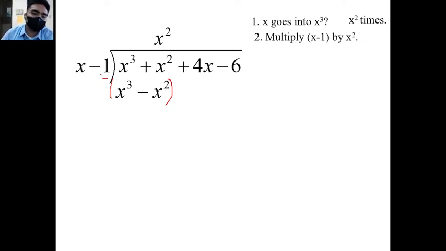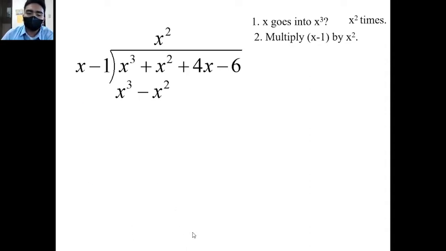So x cubed minus x cubed, the answer is 0. So positive x squared minus negative x squared. So the answer is there. Okay, but in the proper way, because there are steps to be followed.